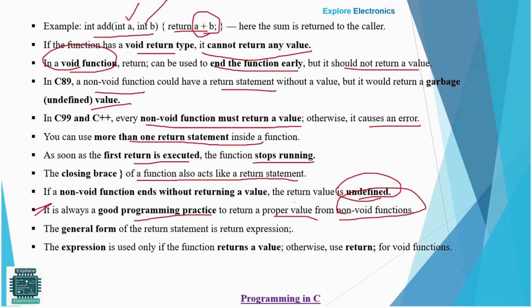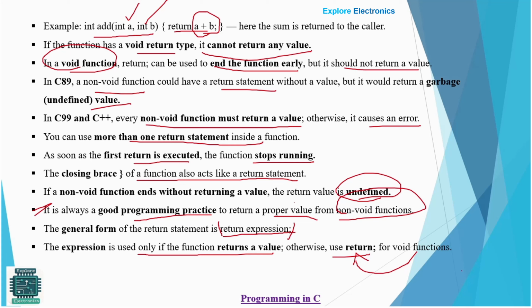Now, the general form of the return statement is: return expression. Write it down. This is the syntax, meaning return and expression. The expression is used only if the function returns a value. If not, return is enough. For a void function, I'll repeat once again, return is enough.